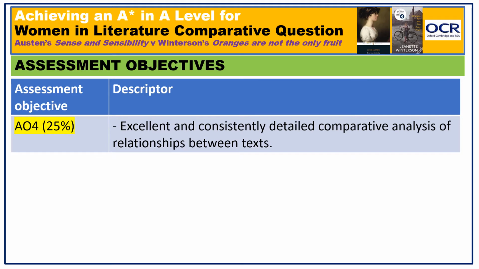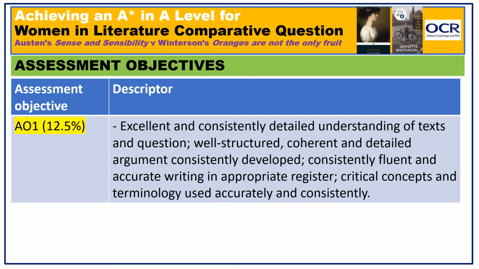So 50% on context and 25% on comparisons. The key point here is that you shouldn't just alternate between your texts within separate paragraphs, i.e. do one paragraph on Sense and Sensibility, followed by one on Oranges, followed by one on Sense and Sensibility, etc. You want to be comparing as much as possible intra-paragraphs, using phrases such as both, unlike, whereas, similarly, in contrast.